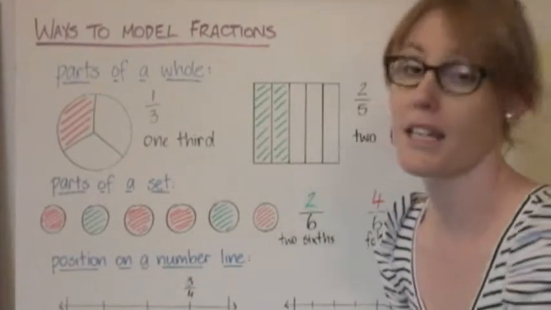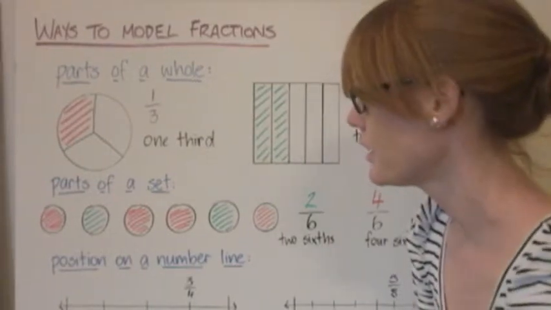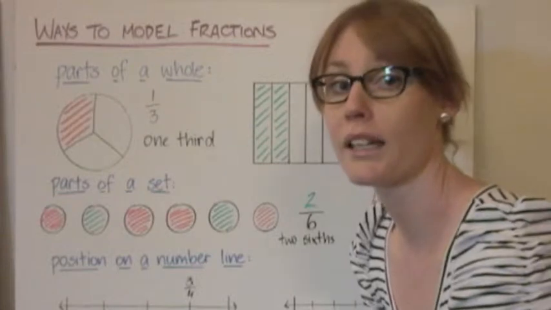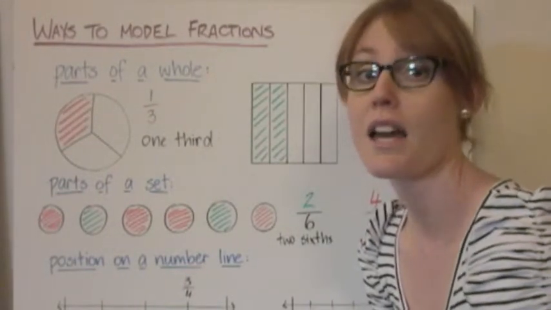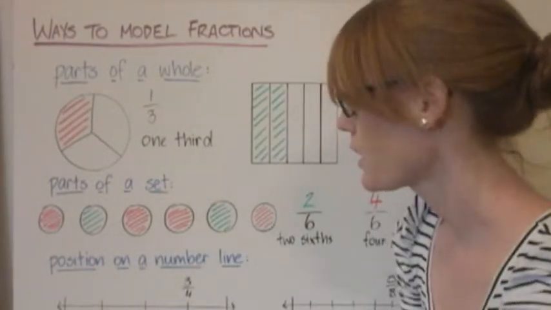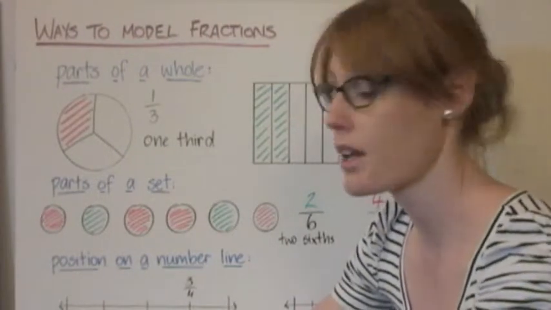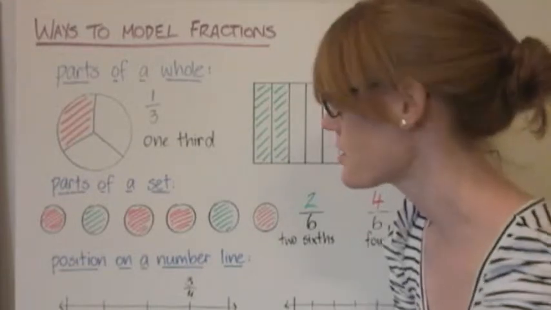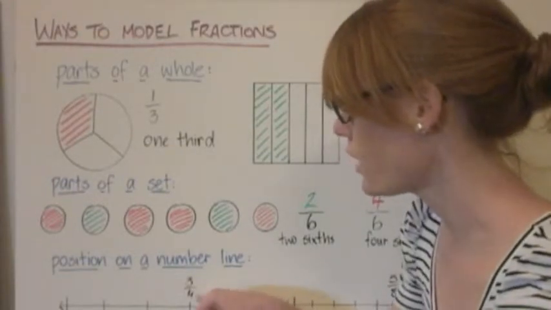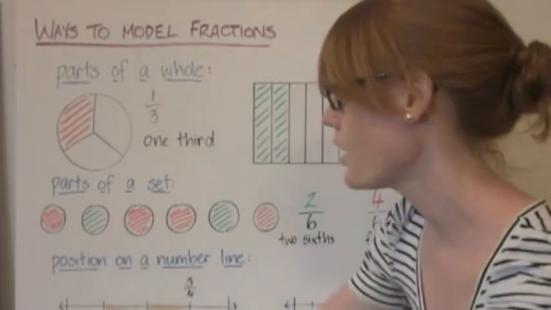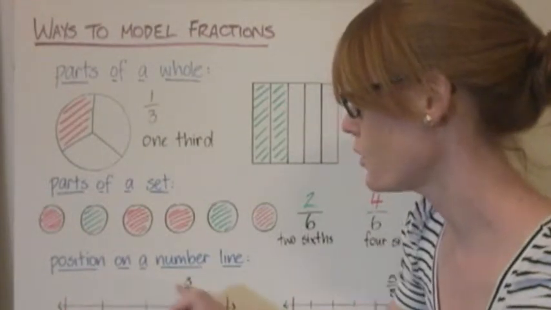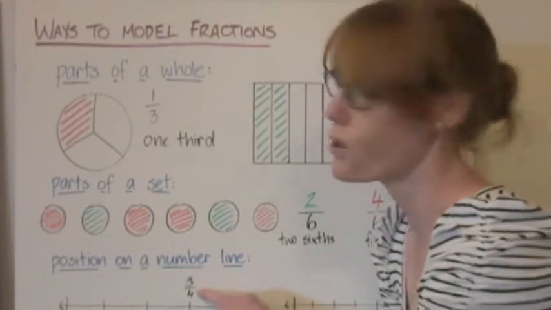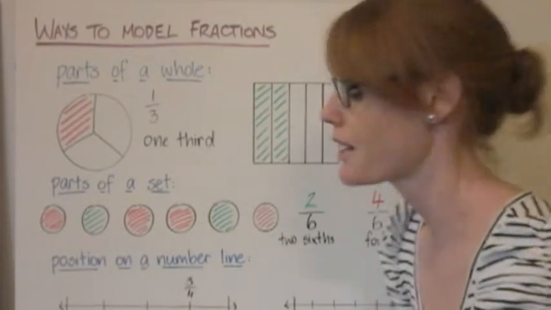To model a fraction as a position on a number line, we would have our number line here, and we would divide our number line into the total number of pieces as indicated by the denominator. So as you can see, this number line between 0 and 1 has been divided into 4 pieces. We have 4 as our denominator. If we go 1, 2, 3 parts the way along the line, we have gone 3/4 of the way along the number line.